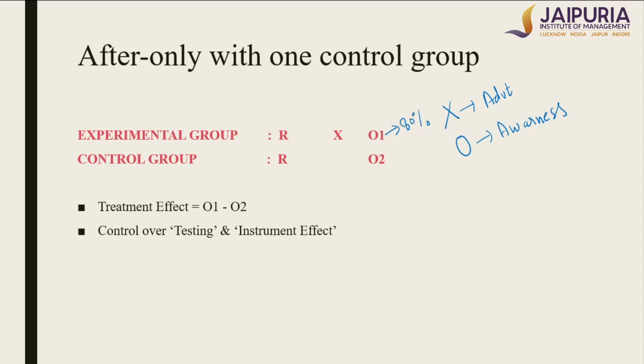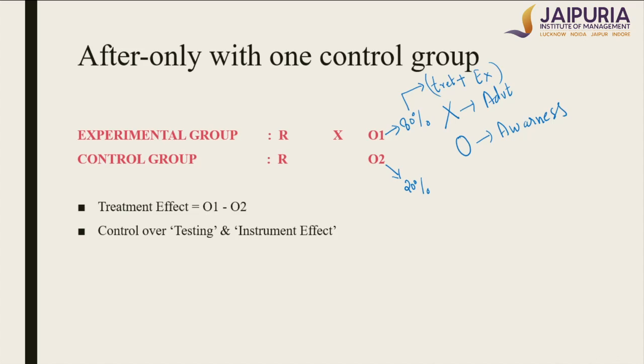Now suppose after applying the treatment, we observe that in the experimental group, 80% of the respondents are aware of the product or the brand, and at the same time we are also observing the awareness about the product in the control group. Suppose in the control group, only 20% of the respondents or test units are aware of the product or brand. So whatever awareness we are getting in the experimental group is due to the treatment, that is our advertisement, and also because of some extraneous variables. The 80% awareness in the experimental group is affected by the treatment, the advertisement, as well as extraneous variables.